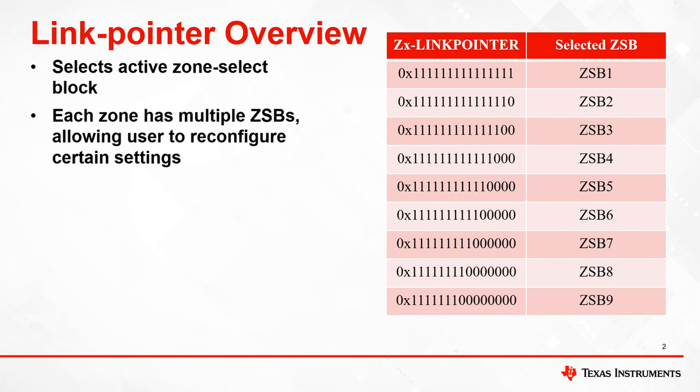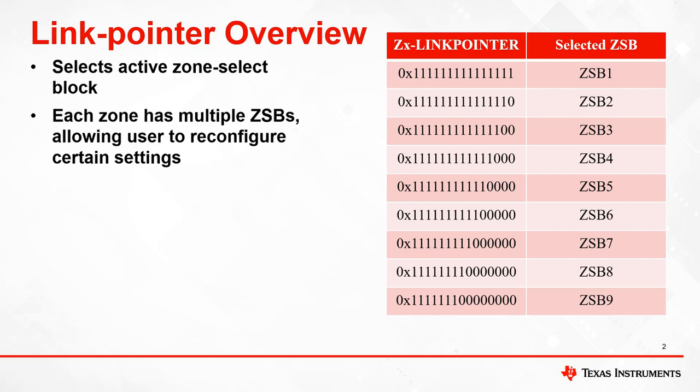Since all security settings are programmed in one-time programmable memory, the user cannot reprogram any fields in their currently active zone select block. But by updating the value of the link pointer, the user can designate an unprogrammed zone select block to be active and program their desired settings in the newly active zone select block.